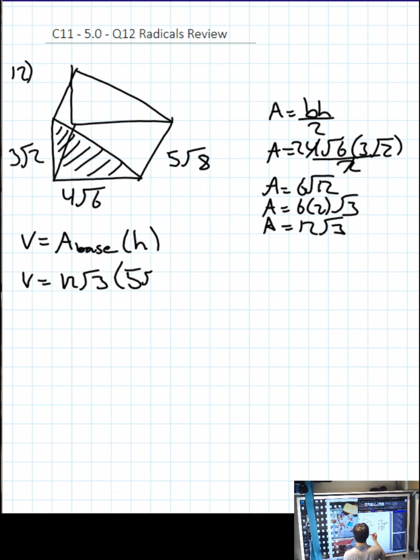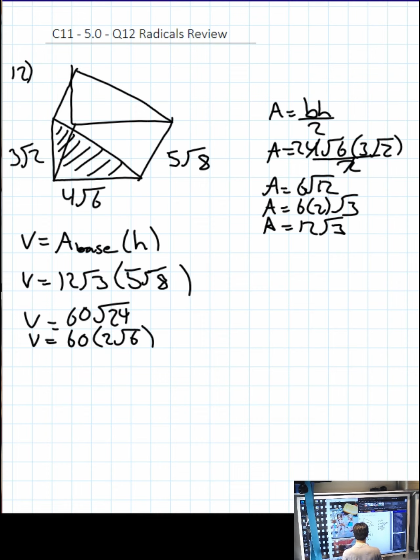12√3 times 5√8. Awesome. So now we can do that. So now we have V equals 60√24, and then we can further simplify. V equals 60, and then if we simplify √24, that'll be 4 times 6, so that'll be 2√6.